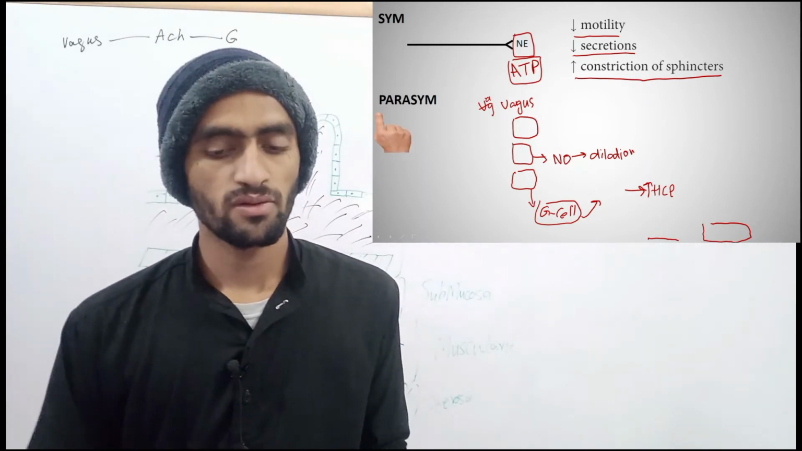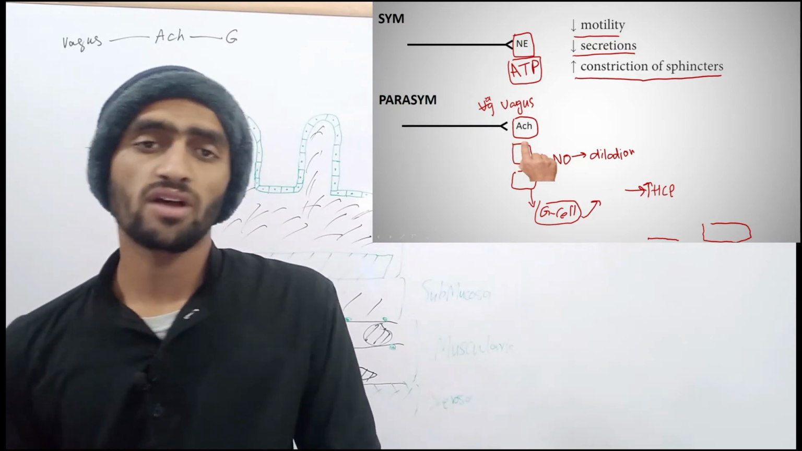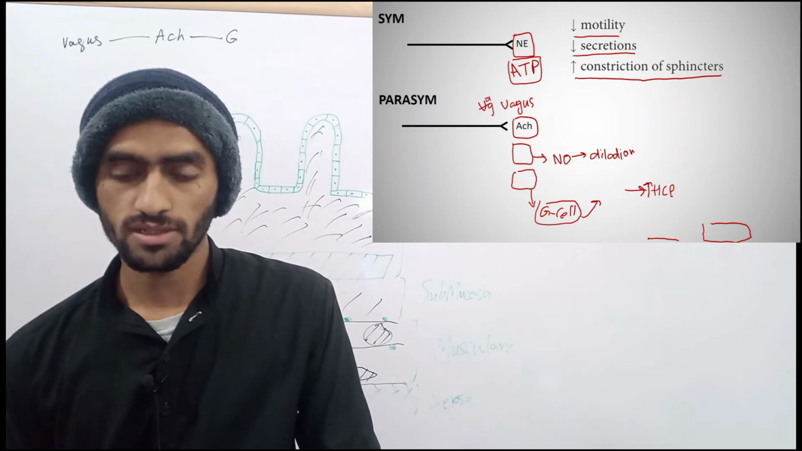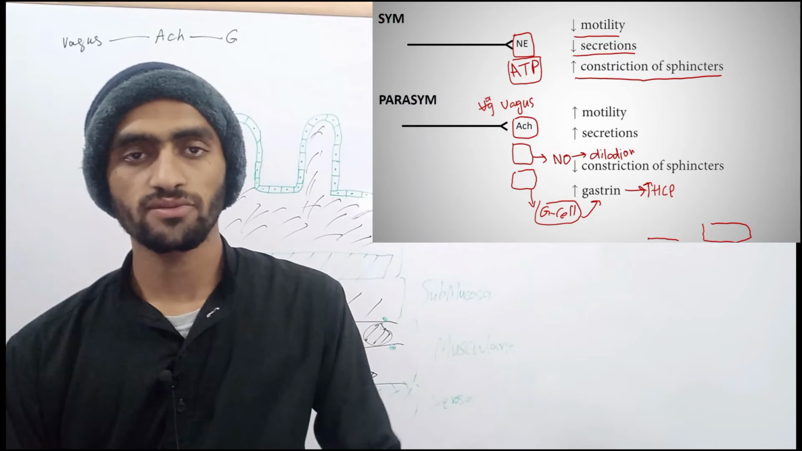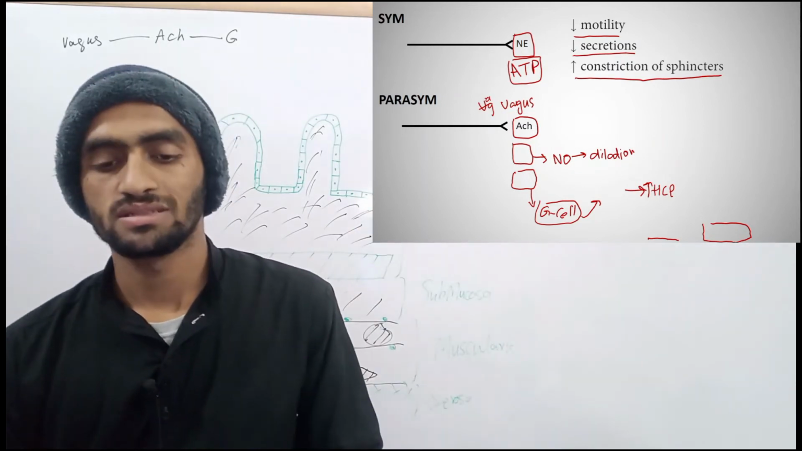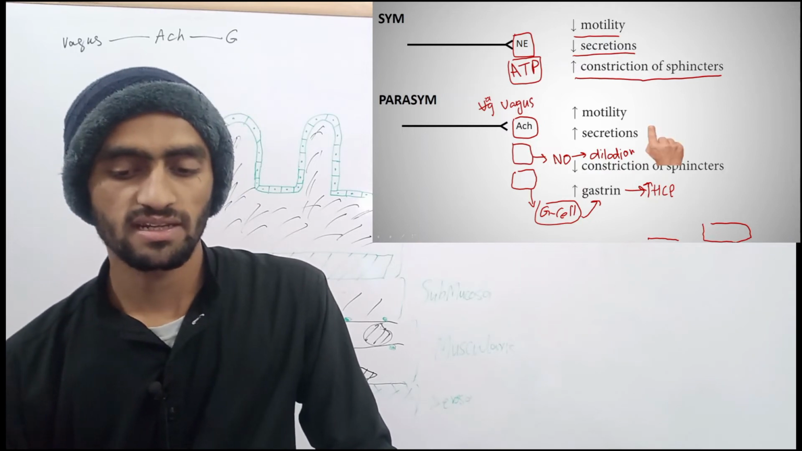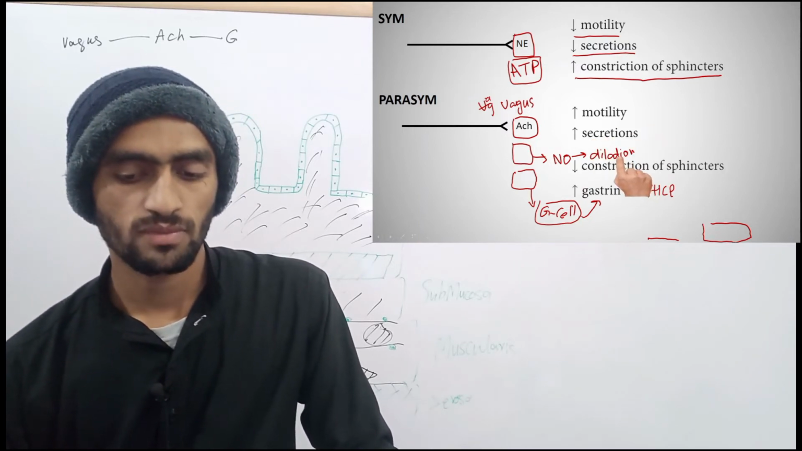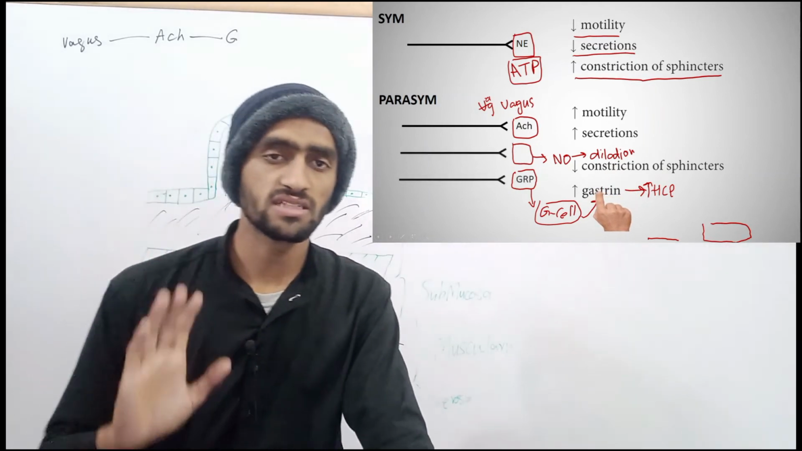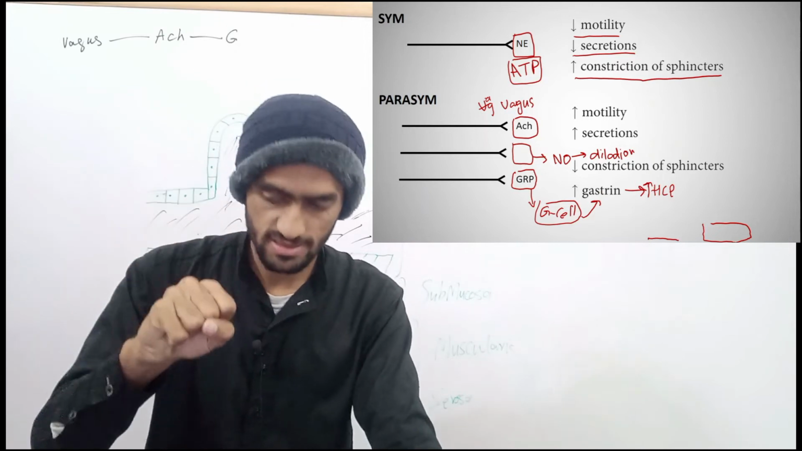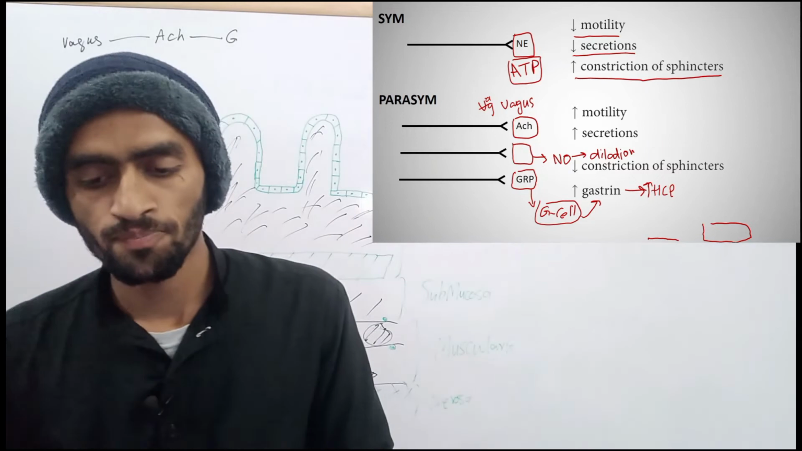Parasympathetic, via vagus nerve, acetylcholine. Vagus nerve and acetylcholine are interchangeably used, so don't confuse, because the vagus nerve secretes the neurotransmitter acetylcholine, which increases the motility, increases the secretions, and increases digestion level. So the function of acetylcholine is to constrict the muscle to make them secrete.